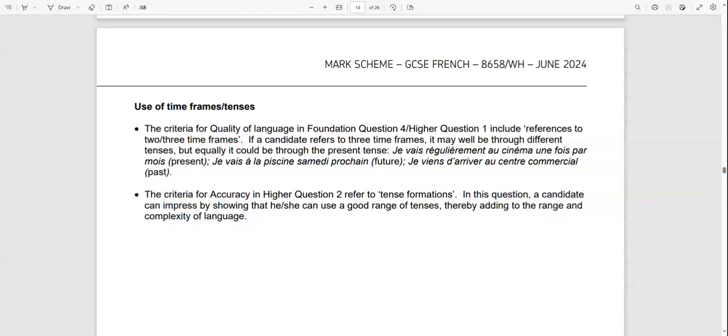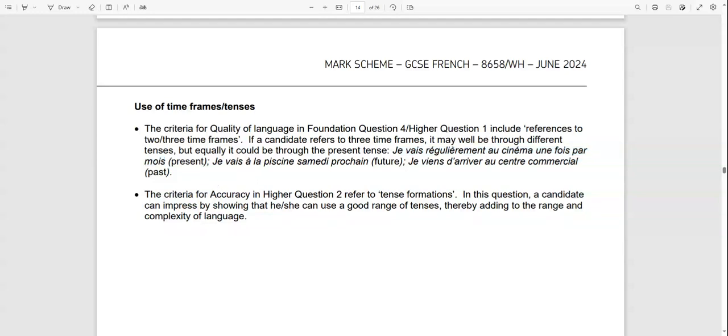And finally, probably the biggest thing of all when it comes to the language mark is making sure you get in past, present, and future. And you've heard that a million times, different time frames and tenses. So, for example, you could use reference to the past. Or, yes, so certainly you can use reference to the present. For example, je vais régulièrement au cinéma une fois par mois. So I regularly go to cinema once a month.